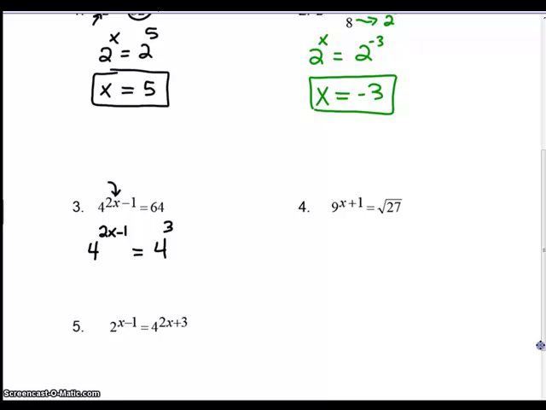Now we're going to set the two exponents equal. 2x minus 1 equals 3. 2x is equal to 4. And divide by 2, so x is equal to 2.